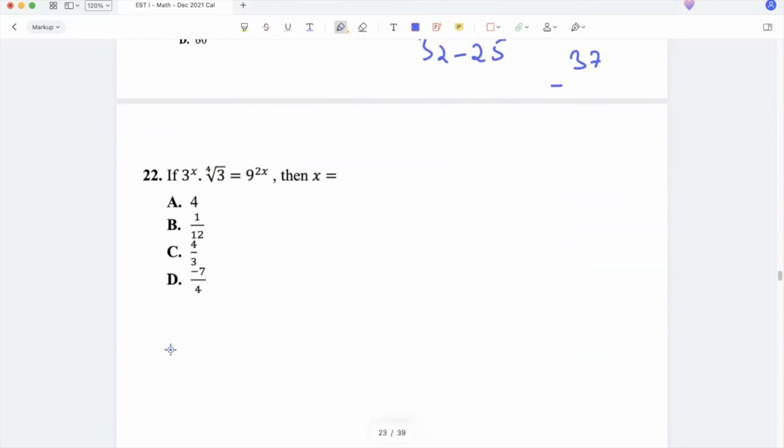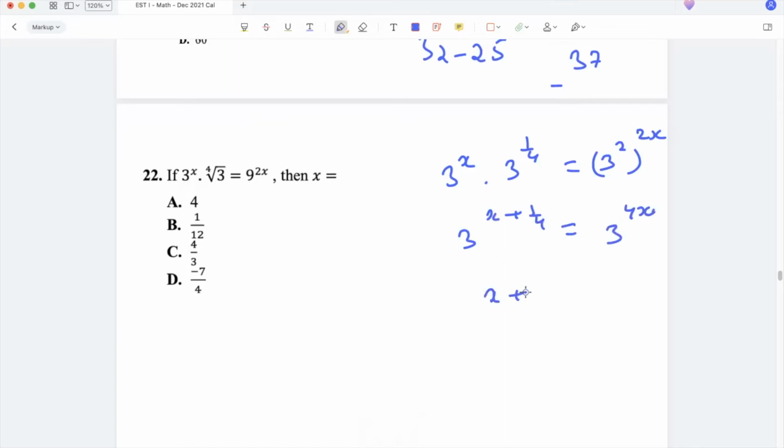If 3 to the power x into 4th root of 3 is 9 to the power 2x, then what is x? So 3 to the power x into 3 to the power 1 by 4 is 3 to the power 2 whole to the power 2x. So 3 to the power x plus 1 by 4 is 3 to the power 4x. So x plus 1 by 4 is 4x. So 3x is 1 by 4. So x is 1 by 12.